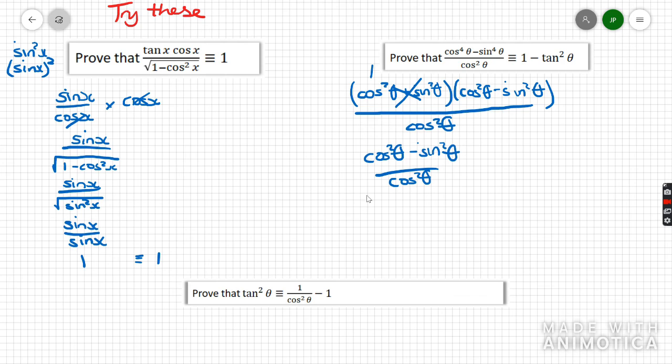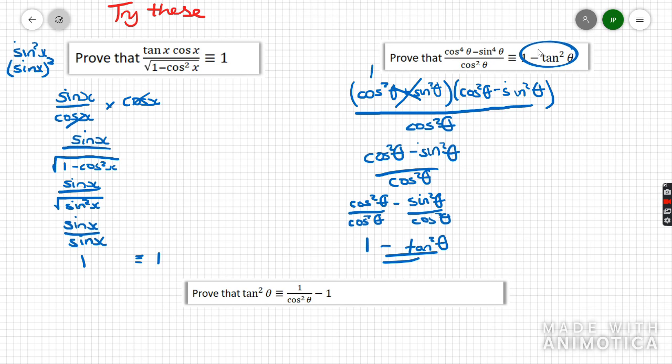Then if I separate my fractions, I can have cos squared theta over cos squared theta minus sine squared theta over cos squared theta. Cos squared over cos squared is equal to 1. Sine squared over cos squared will be equal to tan squared theta. And we've shown that the two parts are equal.